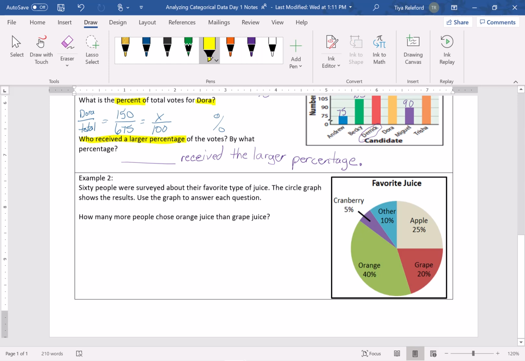All right, example 2 says 60 people were surveyed about their favorite type of juice. The circle graph shows the results. Use the graph to answer each question. How many more people chose orange juice than grape juice? So how many more? That's subtraction, right? So I have orange juice minus grape juice. Orange minus grape.